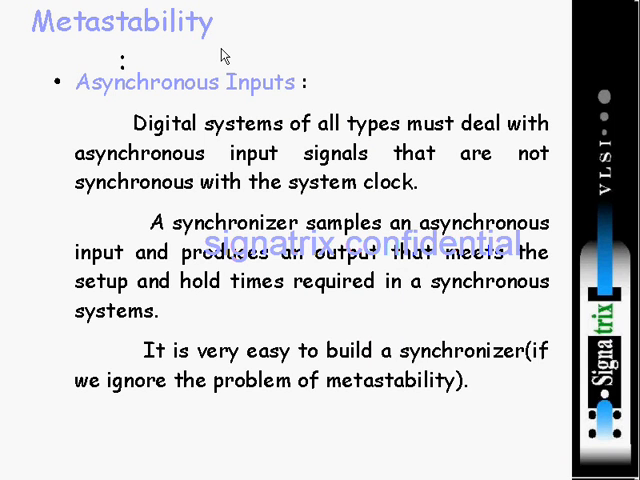Next we are going to see about the metastability concept. When this metastability concept will come into the picture: if your circuit doesn't satisfy setup time and hold time, then your circuit will fall into this metastable state, right? So asynchronous input, consider this one.